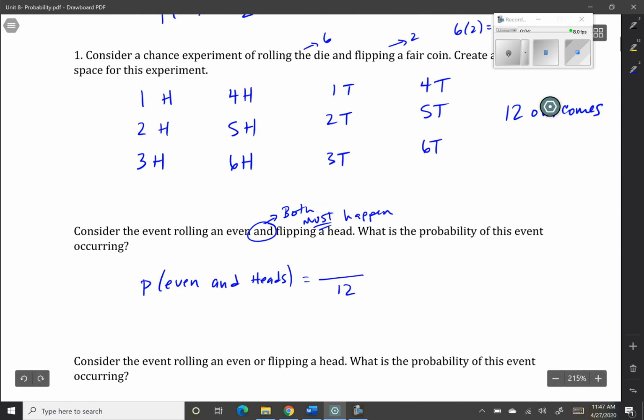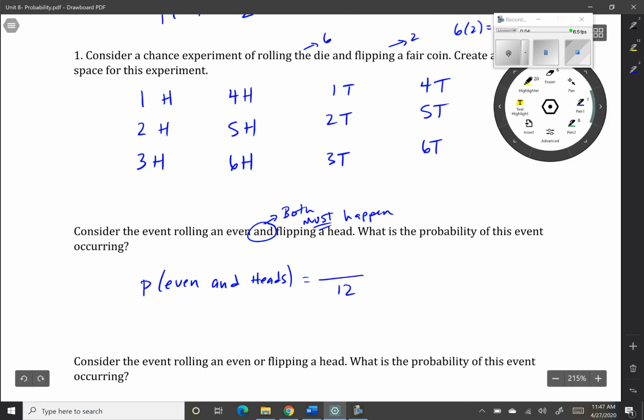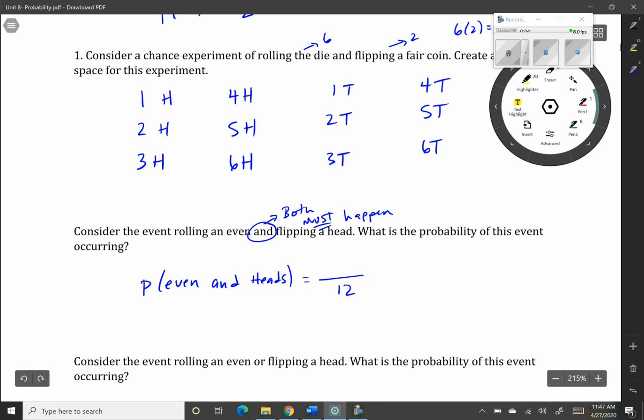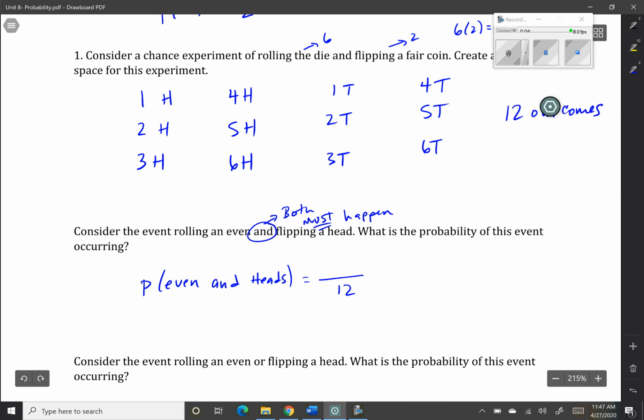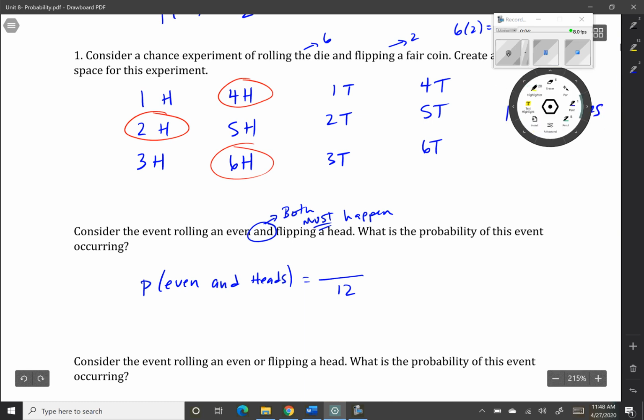And I'm going to circle this with a different color just so we can do the second part too. Everything I'm circling in red here is going to be an even number with heads. There are 1, 2, 3 outcomes that satisfy both of those conditions. So since there are 3 outcomes out of 12, there's our probability. Or if we divide 3 by 12, we get 0.250.